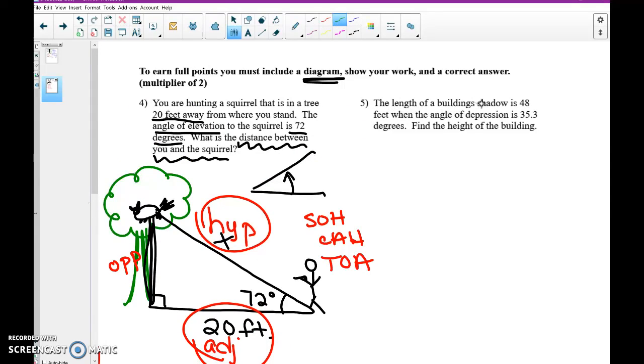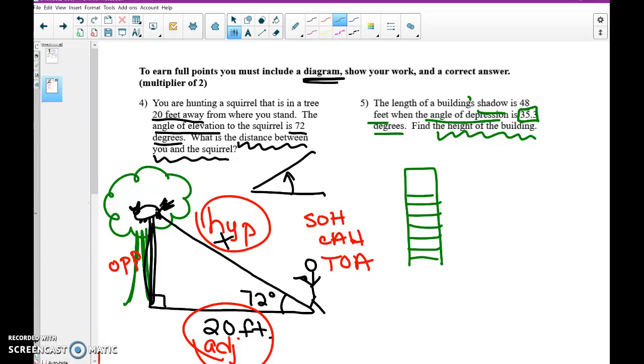This one says the length of a building's shadow is 48 feet when the angle of depression is 35.3 degrees. Find the height of the building. Oh, that didn't have a little apostrophe. That's really annoying. Bad grammar. Okay, so here's my building. I have a green building.